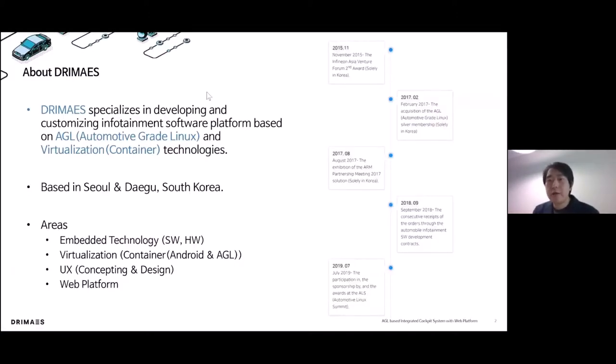Drimaes joined AGL at the Silver Level in 2017, and we specialize in developing and customizing infotainment software platforms based on AGL and virtualization technologies. And we've been widening our perspectives, ranging from embedded technology to web platform.